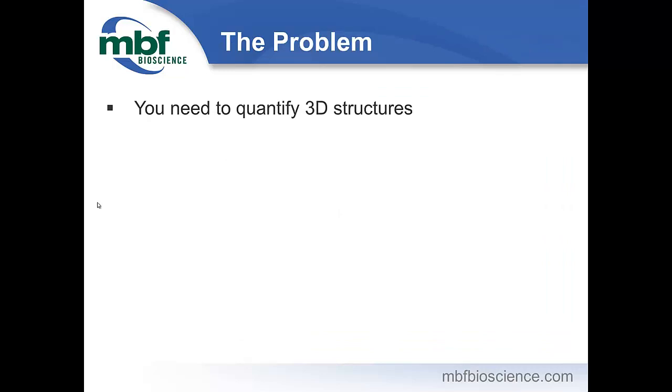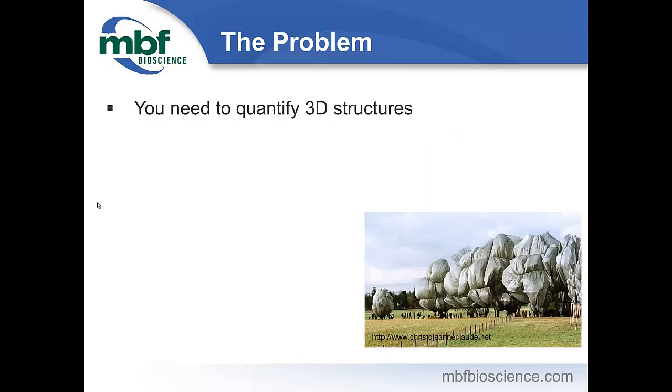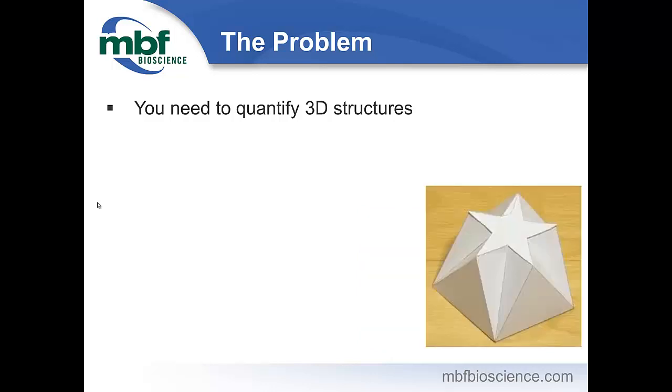So here's the problem. You want to be able to quantify three-dimensional structures. And that could be anything from the number of marbles in a jar to Christo and Jean-Claude's how much fabric they had to use in order to wrap these beautiful trees in their art installation. So that would be an example of a surface area quantification. Maybe a volume. Somebody might want to know the volume of those also, yeah. Mm-hmm. Here's an odd-shaped figure. It's a star. How could we estimate the volume or maybe the surface area of this solid?